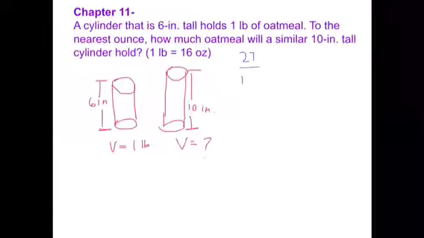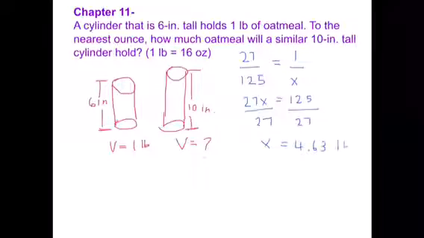Now that I have my volume ratio, I can set up a proportion. So 27 over 125 equals 1 over x. Then I need to cross multiply and divide both sides by 27 to get x by itself. X equals 4.63 pounds, but since the question asks for the answer in ounces, and 1 pound equals 16 ounces, I'm going to multiply by 16 to get my final answer, x equals 74 ounces.